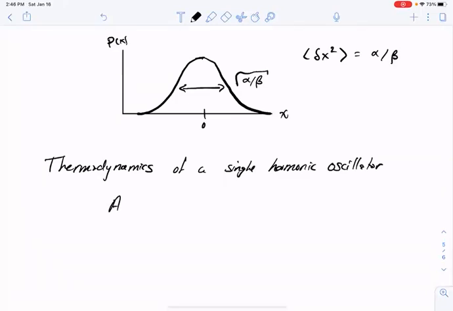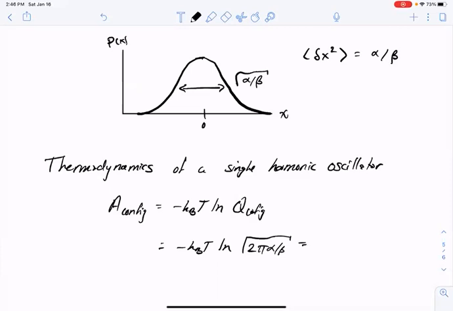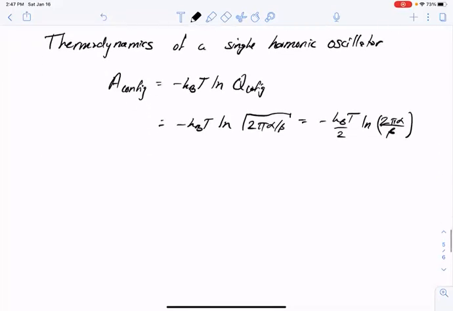For example, the free energy due to those configurational degrees of freedom is minus kBT log of the configurational part of the partition function. The partition function was the square root of 2 pi alpha over beta. I could raise 2 pi alpha over beta to the 1/2, and then the log of that I can pull the 1/2 out, which gives me minus kBT over 2 log of 2 pi alpha over beta. So that's the free energy of a harmonic oscillator.